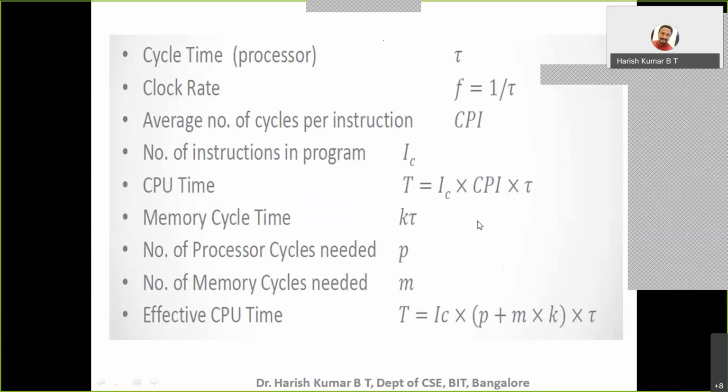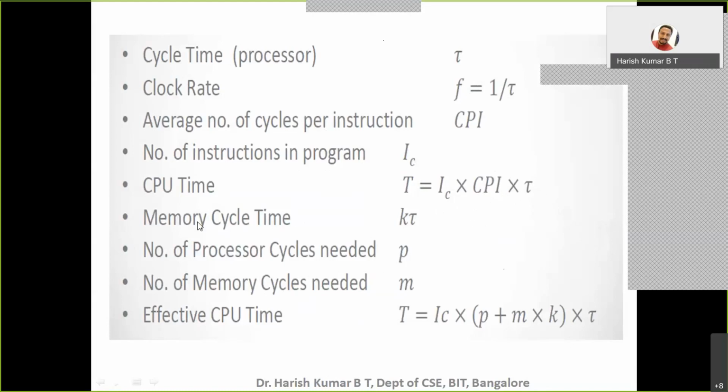Say, for example, these 30 cycles are there. Assume the quartz crystal takes 1 second to perform one oscillation. This is just an example I'm taking. How many such oscillations should the quartz crystal do in order to complete the execution of my program with 10 instructions? 30 oscillations. 30 into 1, now I got how much? 30 seconds. But this tau is actually in terms of nanoseconds, that is 10 raised to minus 9 seconds.